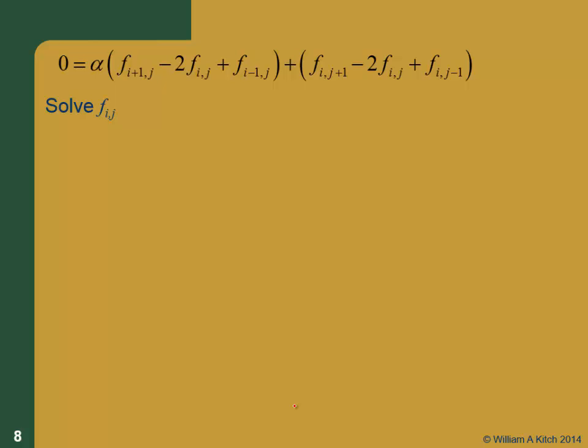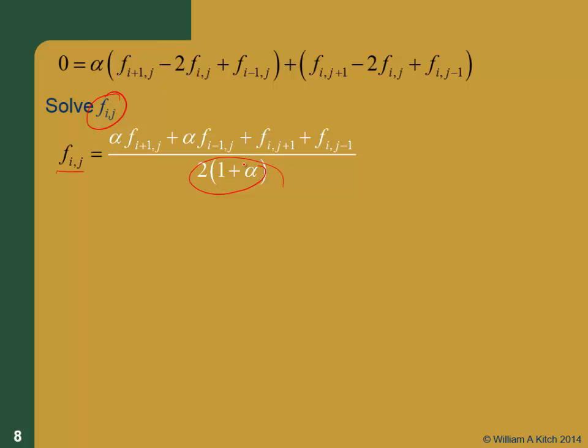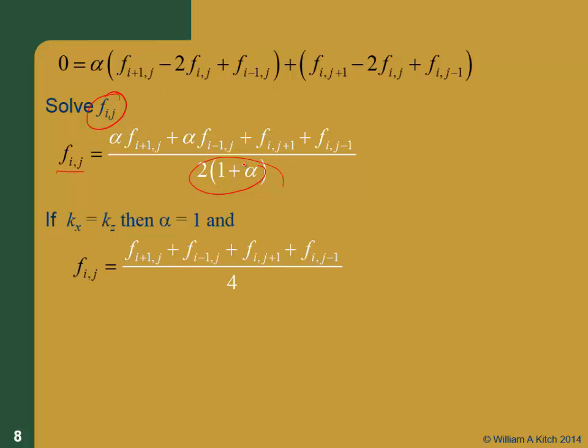So if I solve for the value of f at the node that I'm interested in, f of ij, I'll find out. This is just algebra, but the value of f at i and j is equal to alpha times f i plus 1 j, plus alpha times f i minus 1 j, plus f of i j plus 1, plus f of i j minus 1, all divided by 2 plus alpha. That's nice. For our first problem, we'll just let kx equal kz, and then alpha is equal to 1, and this becomes really simple.